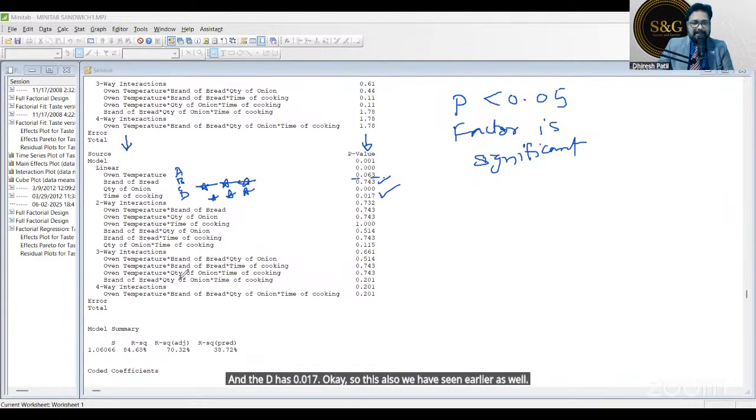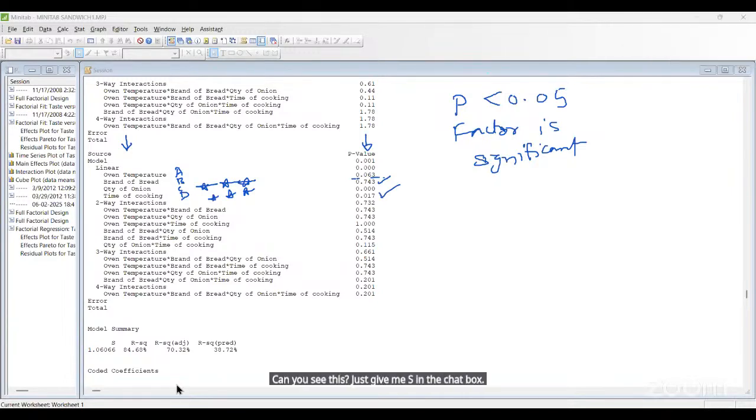Clear, everybody? Can you see this? Just give me yes in the chat box. Clear everybody? Has everyone got this? Just give me yes in the chat box, everybody. Very good, very good.